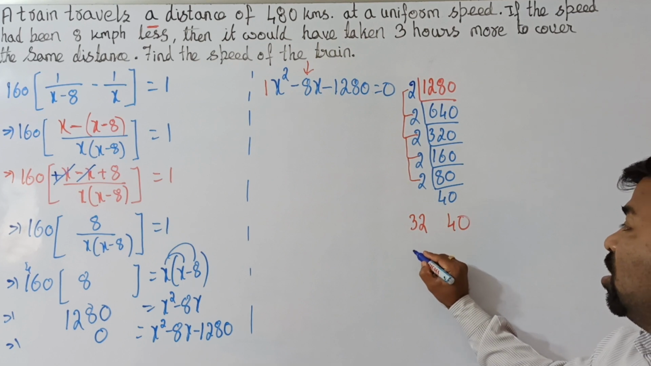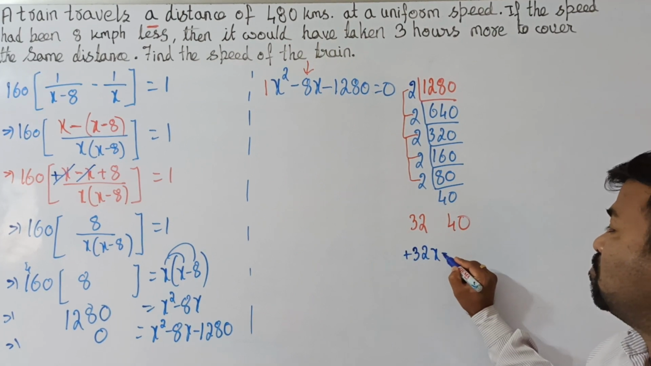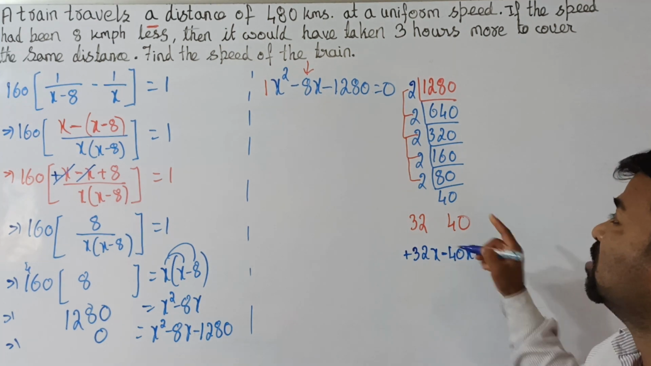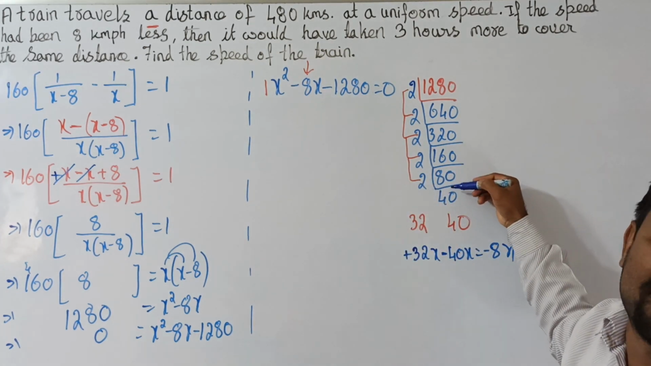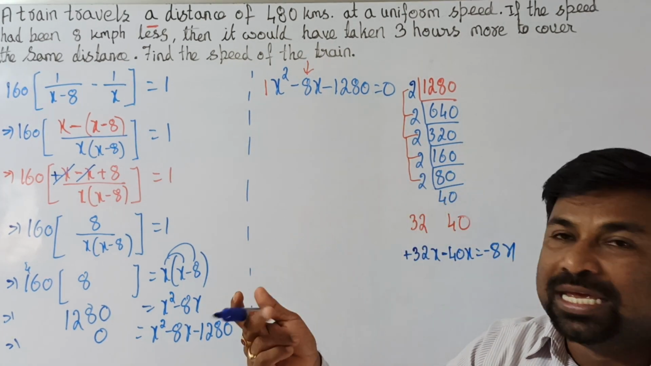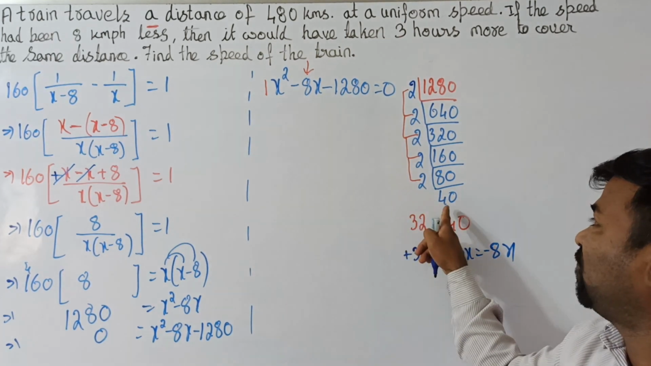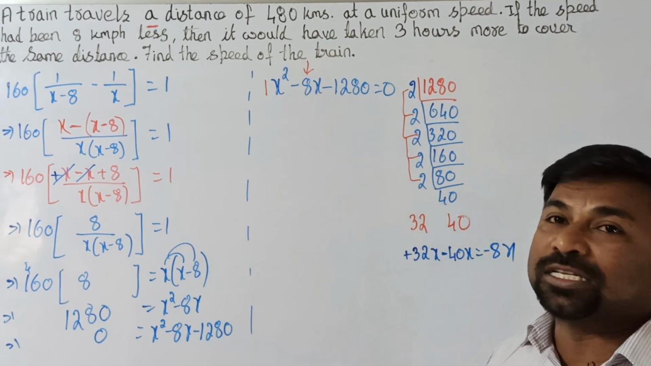Now if you check it out, 32x plus 32x minus 40x equals minus 8x, which is the middle term. Though I have taken the prime factorization, I keep the idea that I need 8 in the middle. If the difference or the sum of any two terms is 8, we can split it.